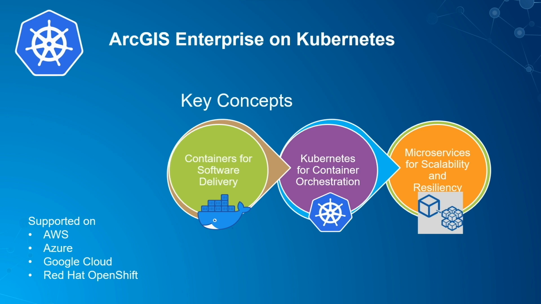And ArcGIS Enterprise on Kubernetes is the latest deployment pattern for ArcGIS Enterprise. Kubernetes accompanies Windows and Linux as supported operating systems. It's a completely new cloud-native architecture based on containers for software delivery, Kubernetes for orchestration, and microservices for scalability and resilience. It is supported on AWS, Azure, Google Cloud, and on-premises using Red Hat OpenShift.